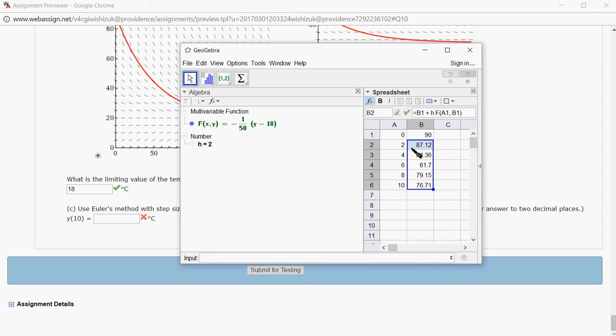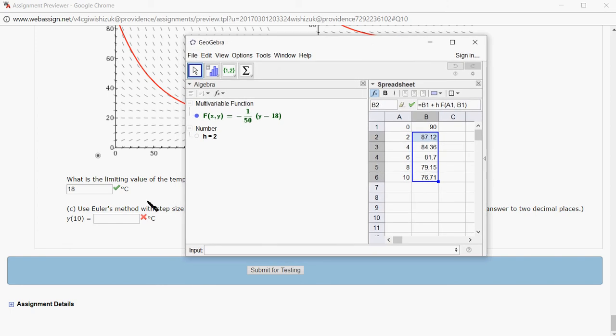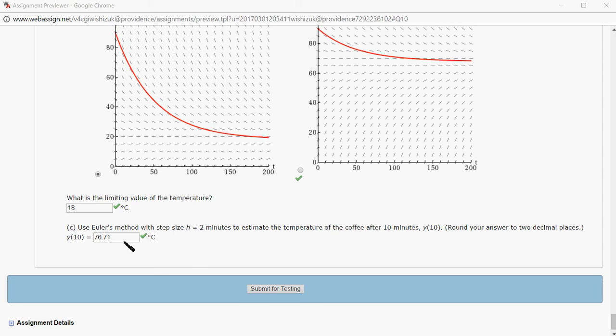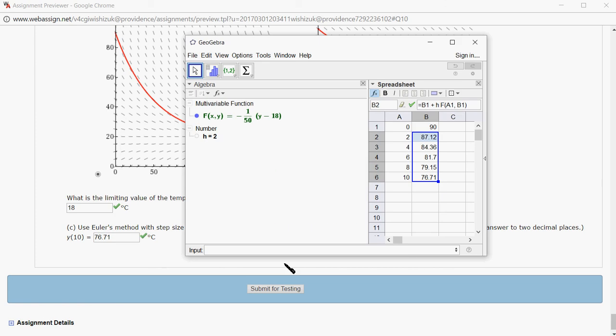You can see that when t equals 10 minutes, the temperature cools down to 76.71. The precision asked for is 2 decimal places, so that's exactly what they want. So 76.71 is the temperature. Let's submit for testing. It came back and looks like we got this one correctly. The easiest way to apply Euler's method is to use the spreadsheet, and you can see that when the time is equal to 10, the temperature is about 76.71. That's it. I hope that this was clear.